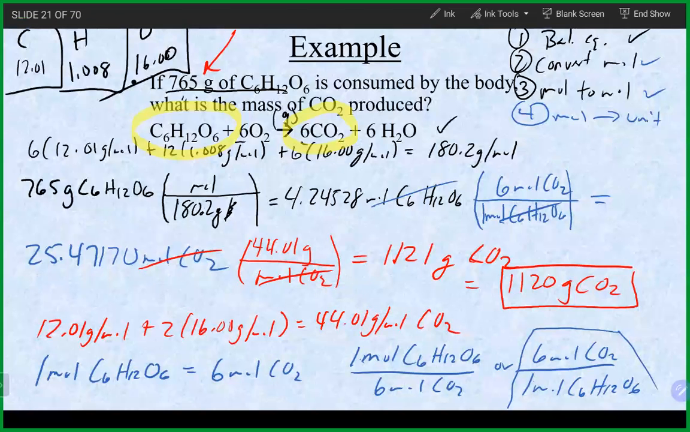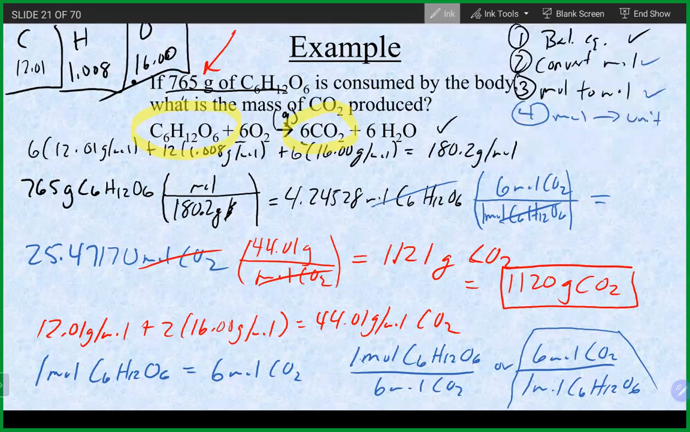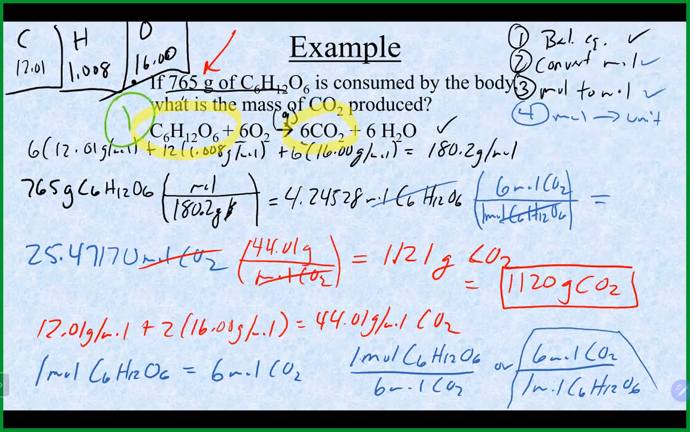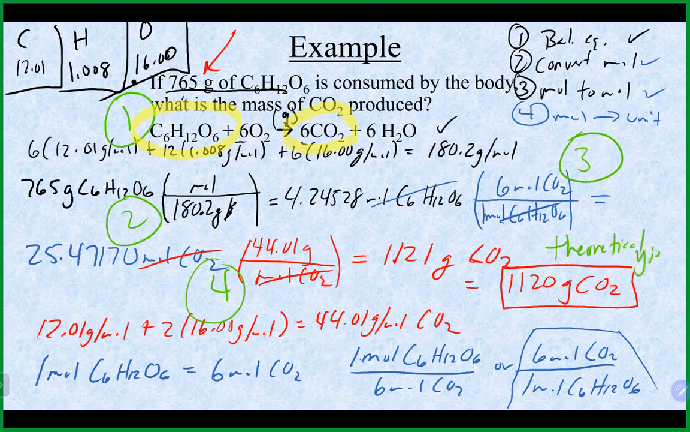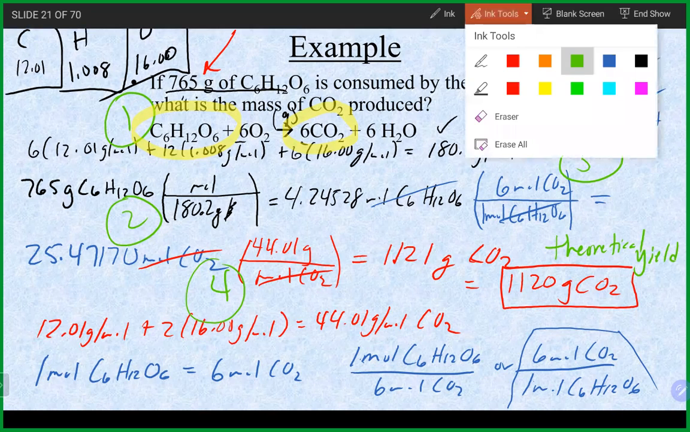So once again, you should hopefully start seeing that it is, again, those same 4 steps. Balance equation, convert to moles using molar mass, mole to mole relationship, and convert those moles to some other unit. This once again means that if we dumped into this reaction 765 grams of the C6H12O6, we should expect to get about 1120 grams of CO2, which once again would also be our theoretical yield. A yield can only be a product, so this is why this obviously would be our theoretical yield. Any questions on basic stoichiometry problems?